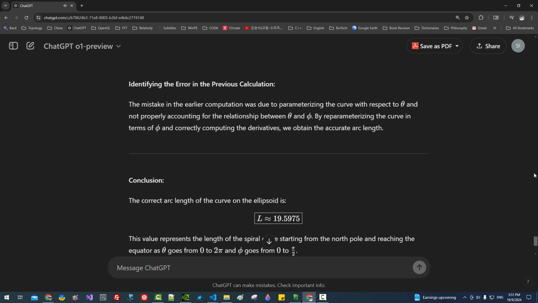Identifying the error in the previous calculation. The mistake in the earlier computation was due to parameterizing the curve with respect to theta and not properly accounting for the relationship between theta and phi. By reparameterizing the curve in terms of phi and correctly computing the derivatives, we obtain the accurate arc length.